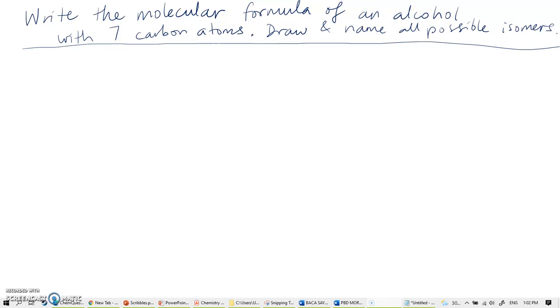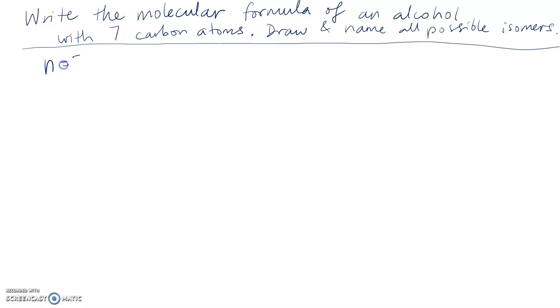Okay, hi everybody. In this video, I'm going to teach you how to write the molecular formula of an alcohol with 7 carbon atoms, and then we're going to draw and name all possible isomers. Okay, so 7. That means to say n is equal to 7.